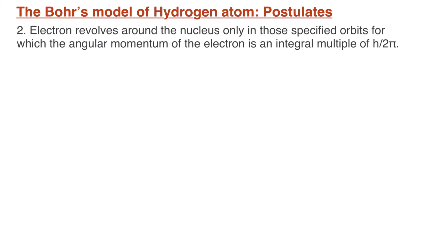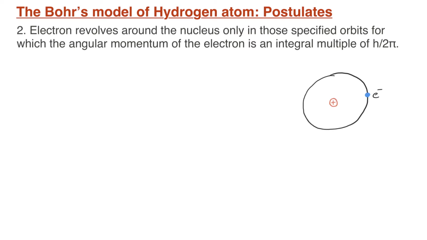The second postulate of Bohr's atomic model is, the electron revolves around the nucleus only in those specified orbits in which the angular momentum of the electron is an integral multiple of a constant value h over 2 pi.